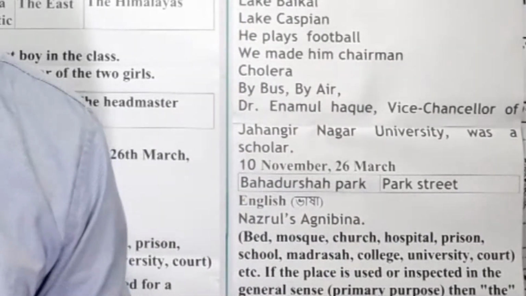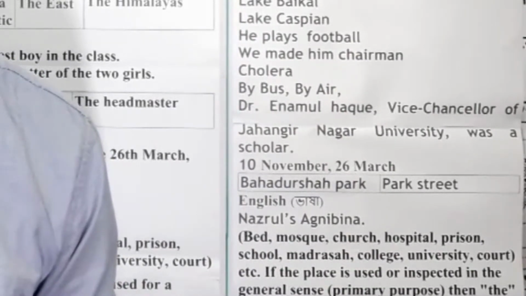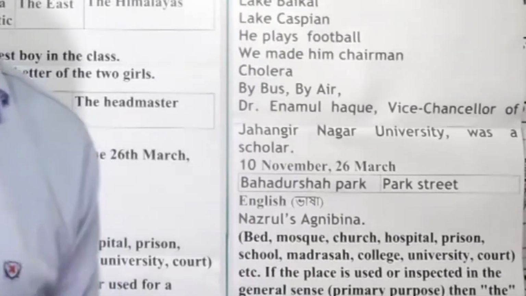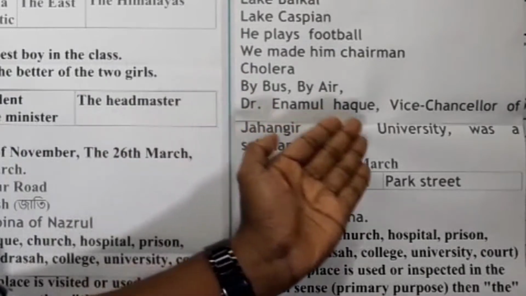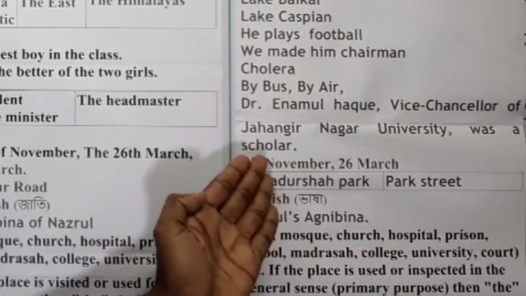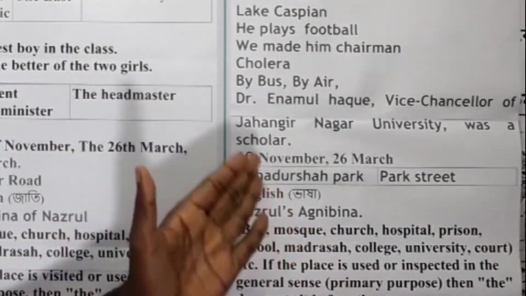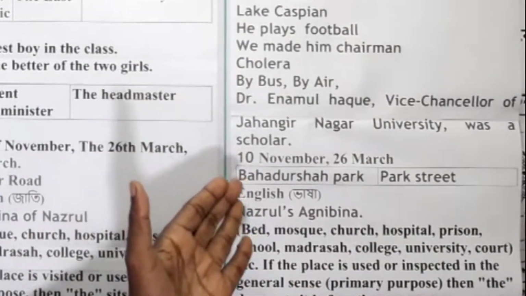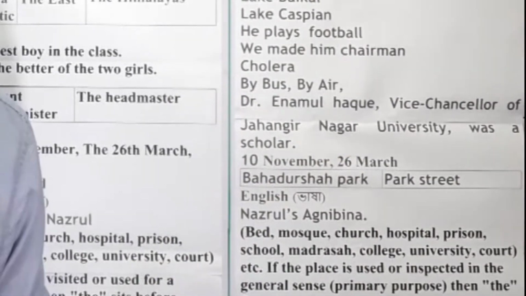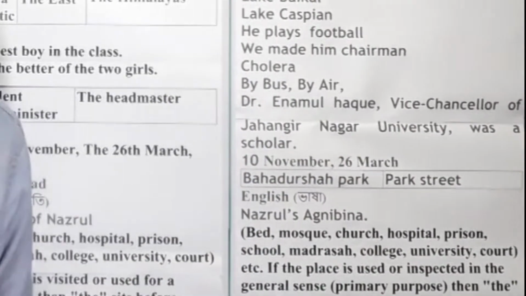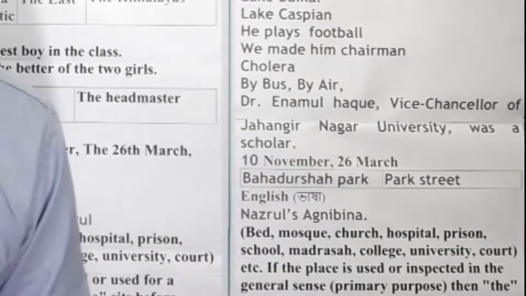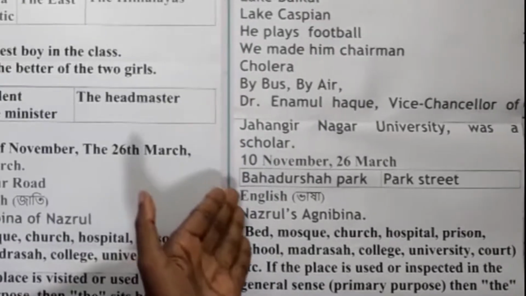When a common noun is used as an apposition of a proper noun, the does not precede it. Example: Dr. Enamul Haq, Vice Chancellor of Jahangirnagar University, was a scholar. If the date is written in this way, the does not sit: 10 November, 26 March. The does not precede the name of a road, avenue, square, park, street, such as Bosundhara Park. The does not precede the name of a language, English.